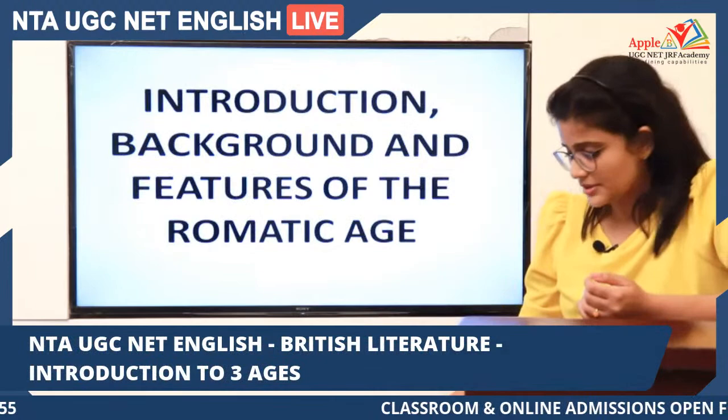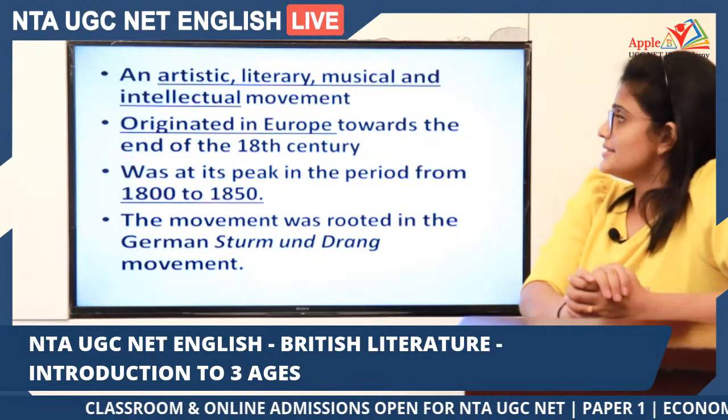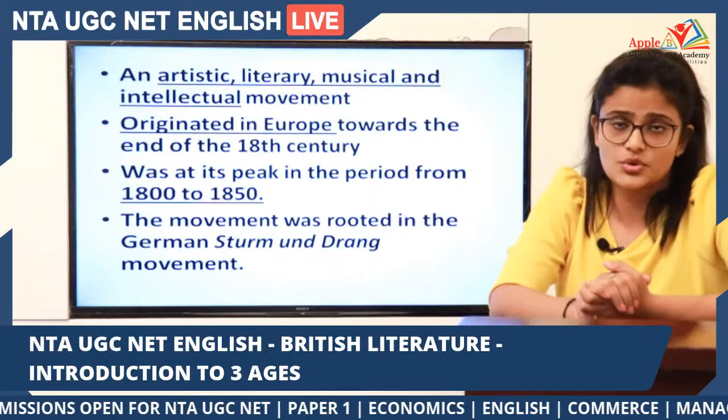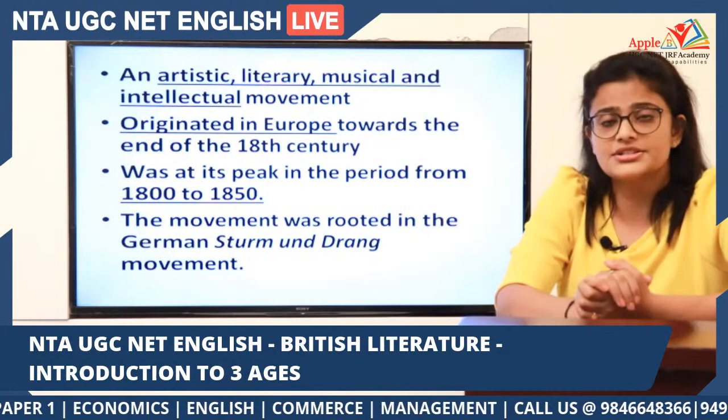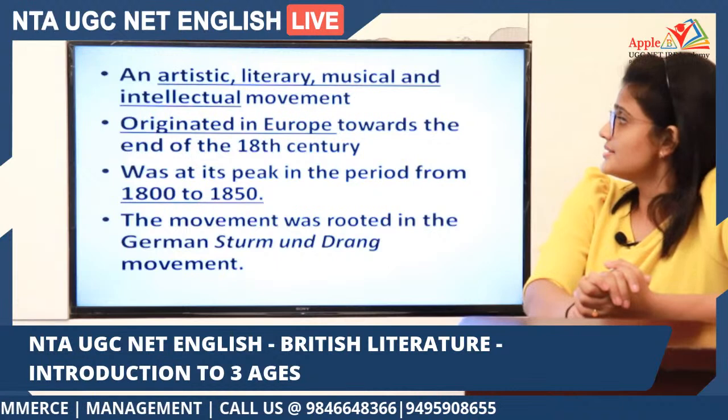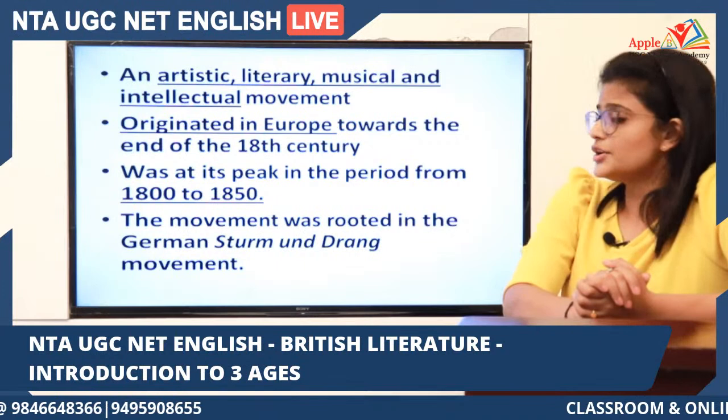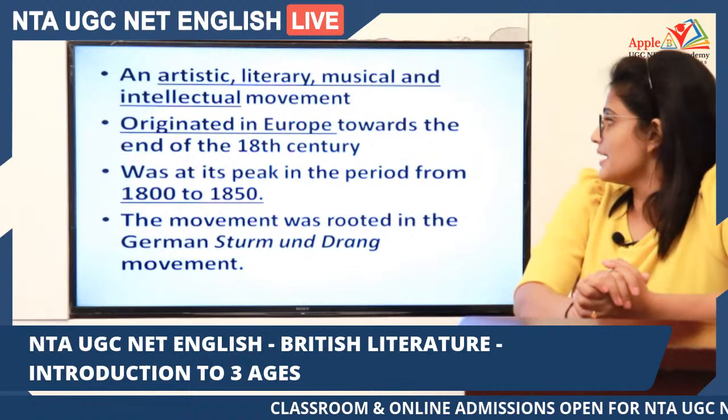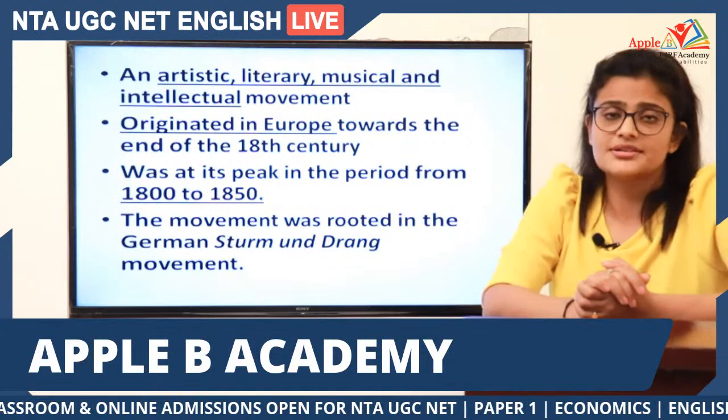So the first thing about the British Romantic Age is that it is an artistic, literary, musical, and intellectual movement. So I want you to remember that the Romantic movement is not limited to the sphere of literature, but at the same time, it is an artistic, musical, and also an intellectual movement. It originated in Europe towards the end of the 18th century. And it was at its peak in the period from 1800 to 1850. That is why I roughly estimated the Romantic Age from 1800 to 1850.